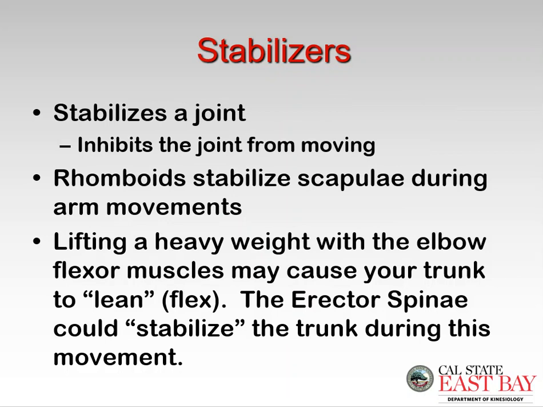Another one is a stabilizer. It stabilizes a joint, so basically it inhibits the joint from moving. Rhomboids stabilize the scapula during arm movements, which I'll show you an example of. Another example: if you're lifting heavy weight with elbow flexors, it may cause your trunk to lean or flex forward. So the erector spinae would be engaged to stabilize the trunk during this motion.